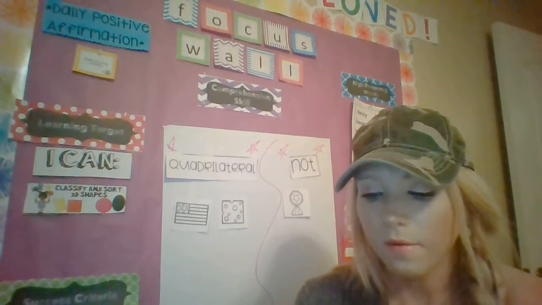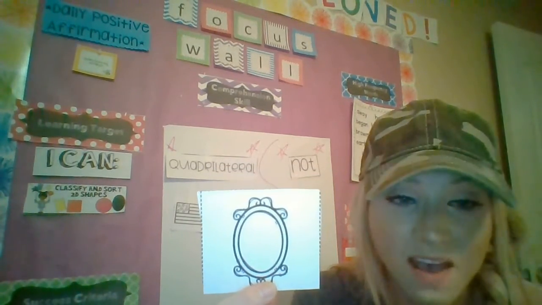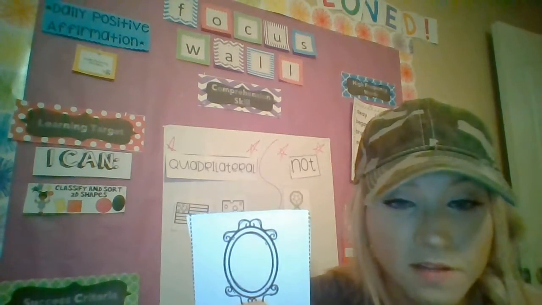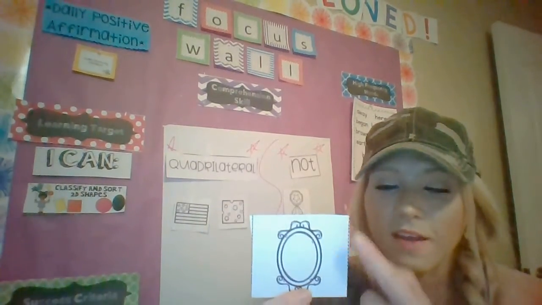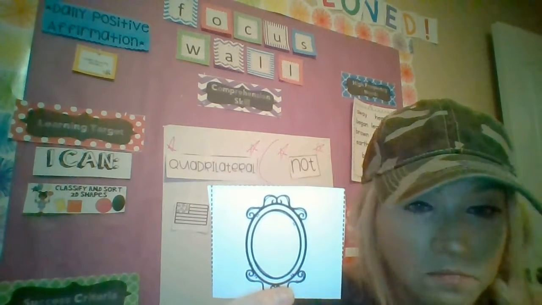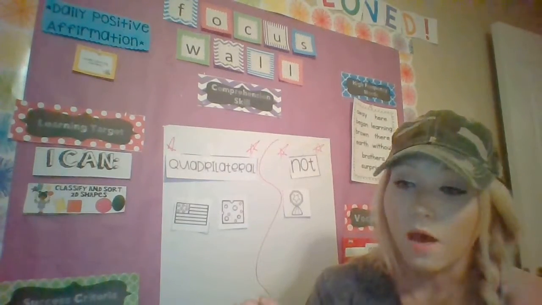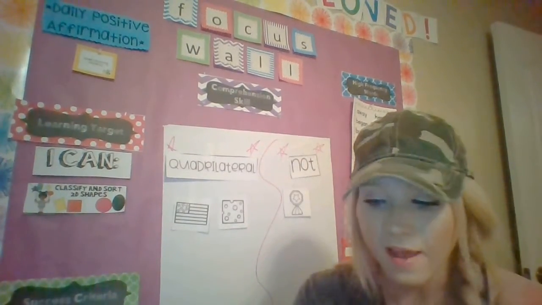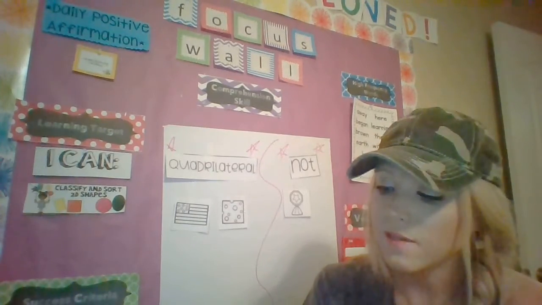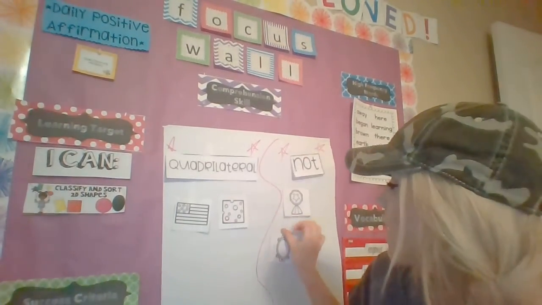Let's do another one. Ooh, this looks like a pretty mirror, but in real life, this is an oval. So just like a circle, an oval, does it have sides? Does it have vertices? Nope, because there's no sides to create a point where they connect. Does it have angles? Nope, because there's no sides. So 0, 0, 0, it is not a quadrilateral. So we got to classify it and organize it and sort it and put it on the not side.